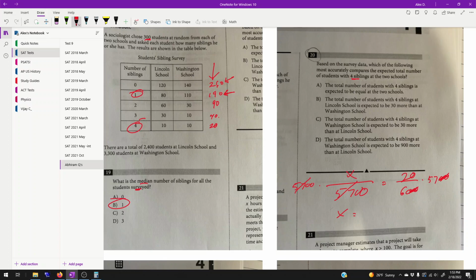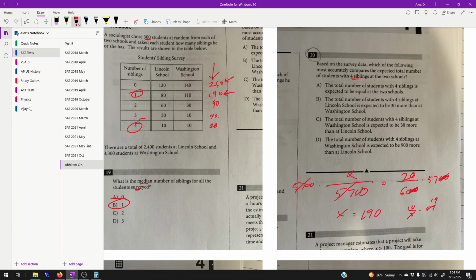Divide by 2, so 10 over 3 times 57. 57 is divisible by 3, I think. So divide by 3, that's 1. Divide by 3, that's 19. And 10 times 19 is 190. It's pretty easy. Oh, we didn't even need to solve. Look at the answer choices.